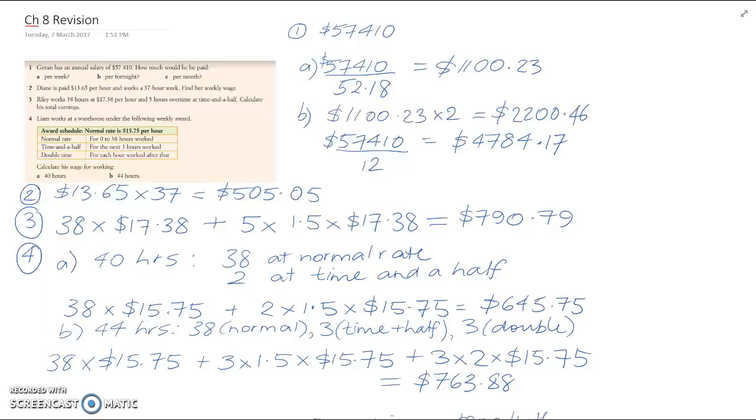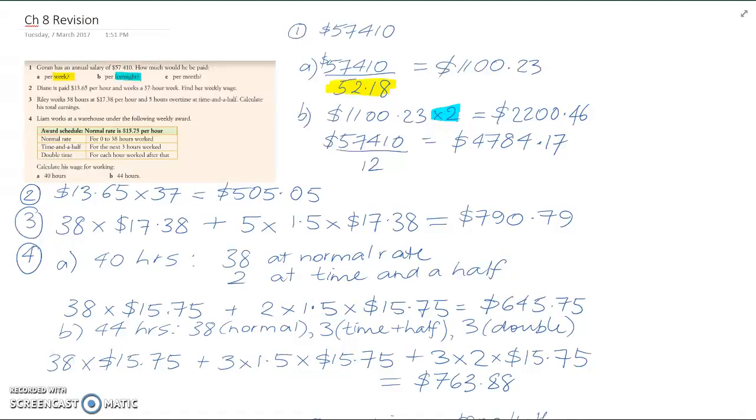So the first one is Goran, I think his name is. He has an annual salary of $57,410. So how much is that a week? Well, if it's a week, we're going to divide by 52.18 and we get our answer. What if it's per fortnight? Well, that means I'll double what it is for a week. So I've already worked out what it is for a week. I'll double it to get for a fortnight.